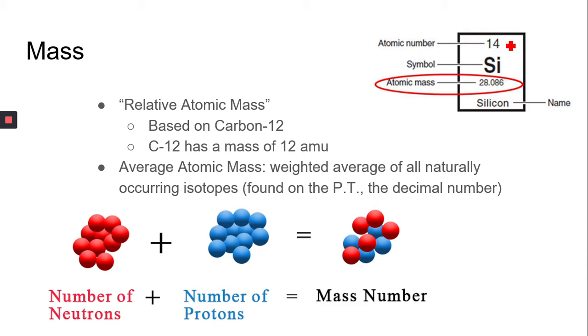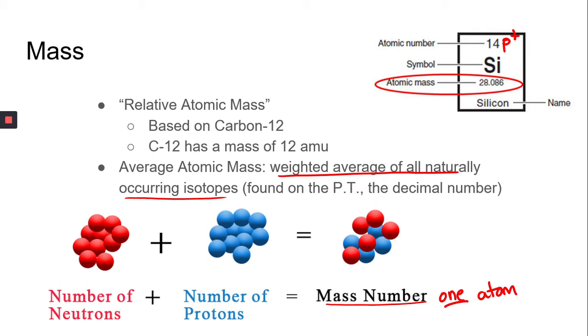So we have our atomic number, which we should know is our protons. We have our symbol, and then that other number is the average atomic mass. So it's the weighted average of all naturally occurring isotopes. So again, the difference between the atomic mass and the mass number is the atomic mass is the weighted average of all the isotopes, and the mass number is for one atom, as opposed to the average of them all.